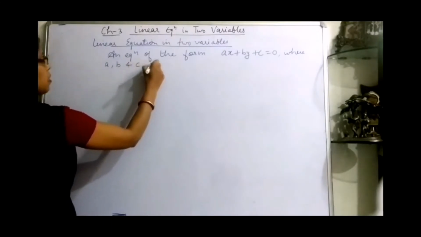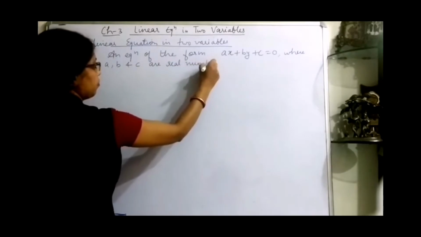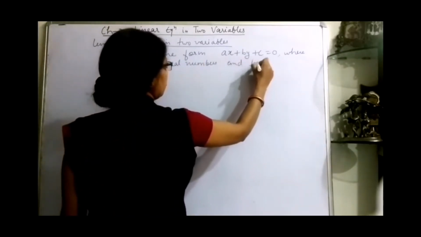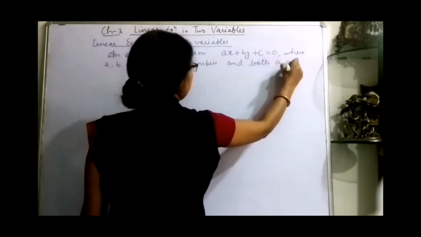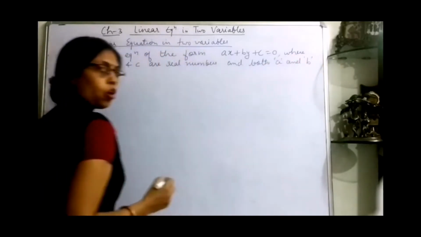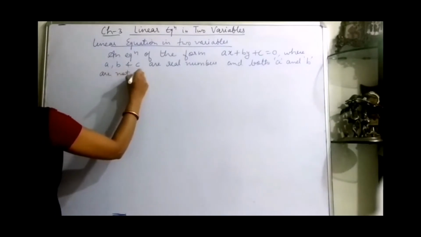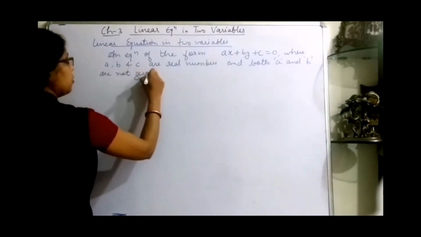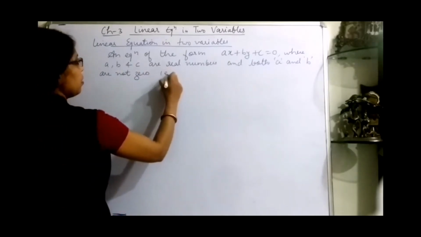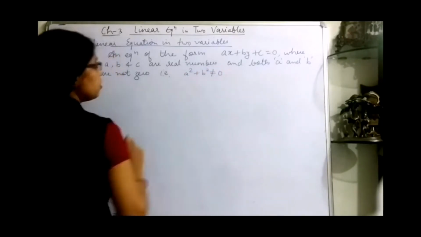a, b and c are real numbers and both a and b are not zero. That is the condition: a and b are not zero. That is the form a square plus b square is not equal to 0.